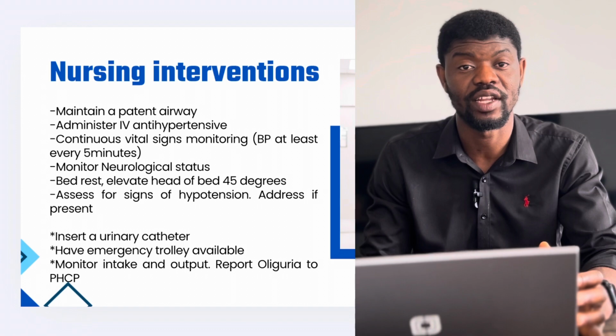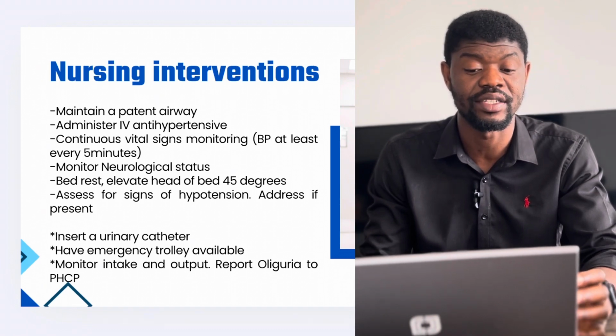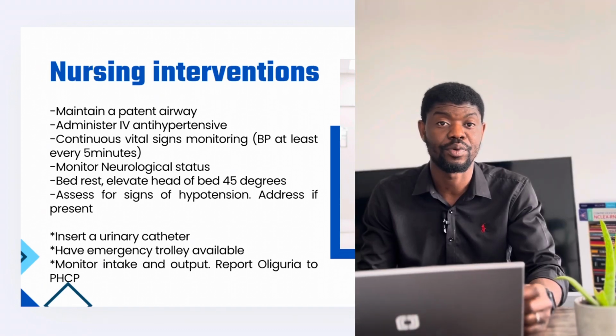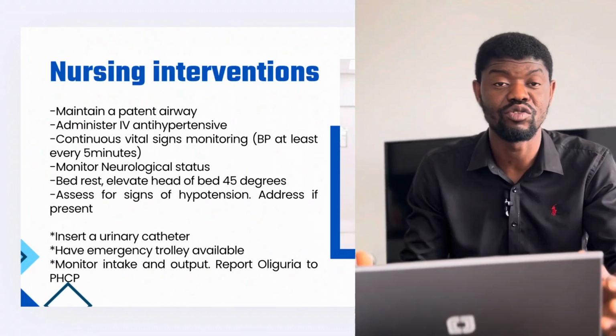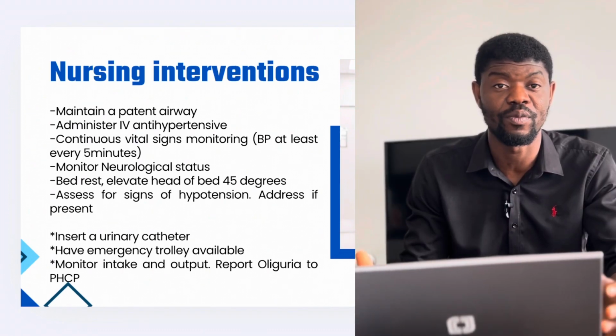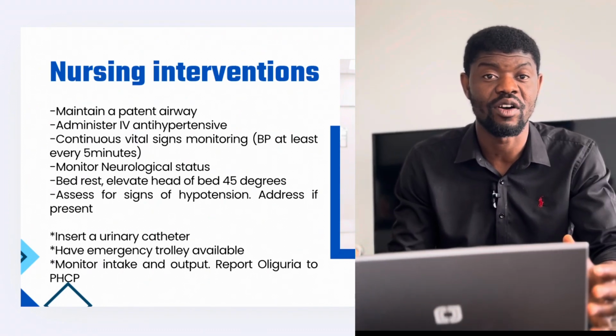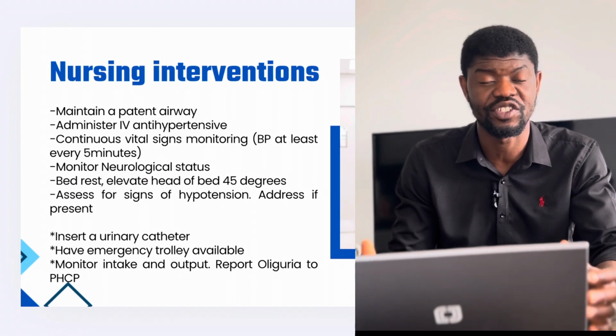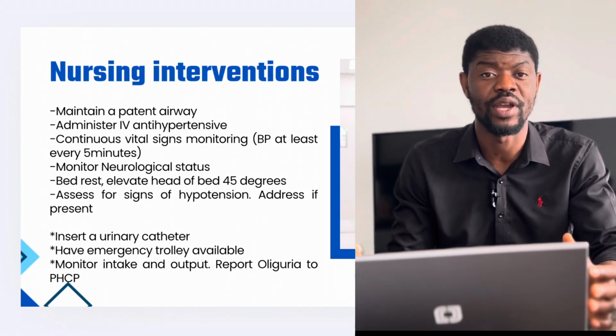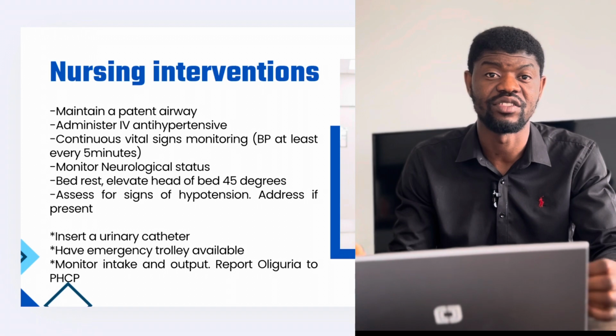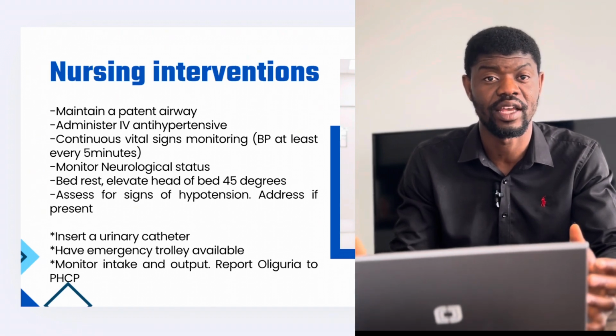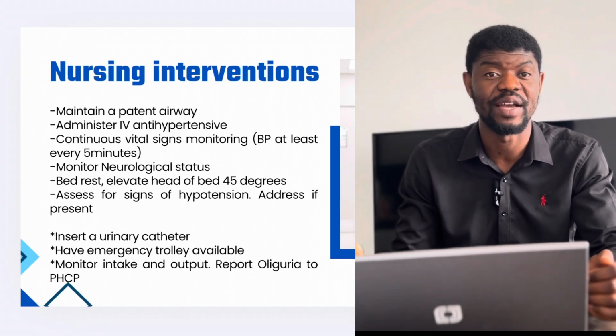So you want to make sure that the patient's airway is patent. Now, in order to do that, if the patient is still not confused and is able to follow commands, then you would give some oxygen. Otherwise, you are looking for an artificial airway. They are looking at intubating and ventilating the patient, just so we are able to take control over the airway, and then we can manage the hypertension better.